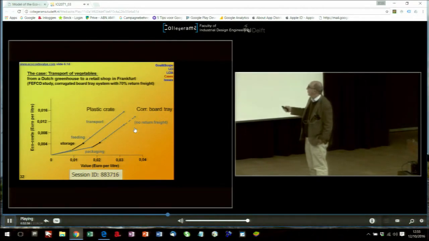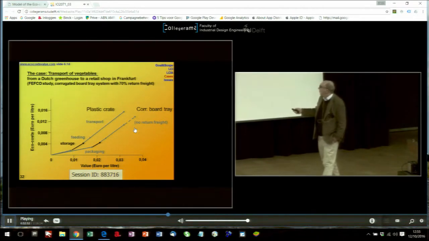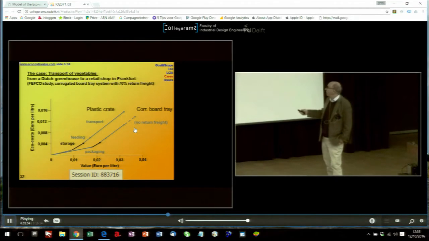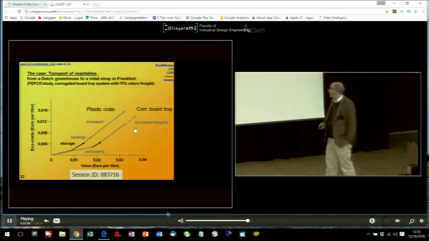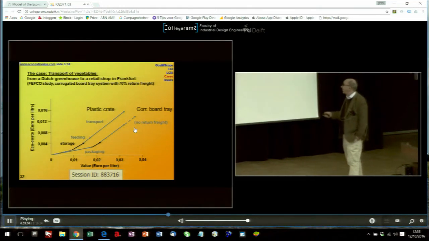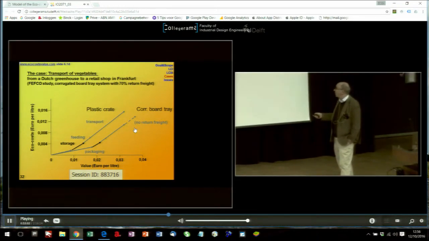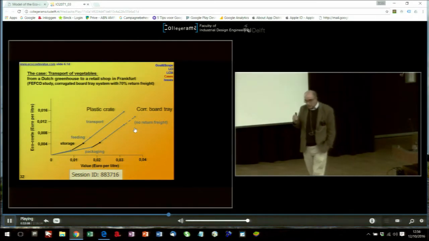Without transport to Frankfurt, the eco-costs of both systems are equal, but the price of the crate system is lower. So for short distance, plastic crates are preferred from economic point of view. In this kind of pictures, we see which transport solutions perform the best in what type of markets.